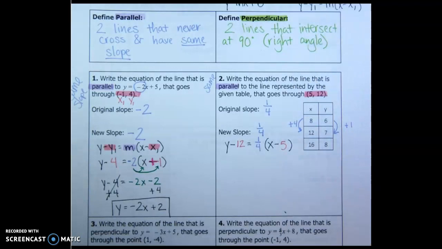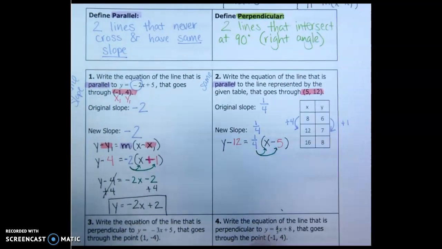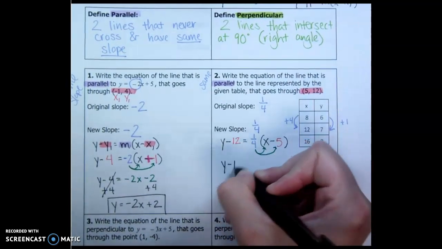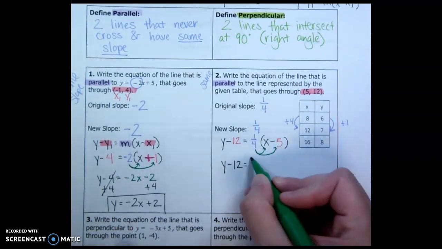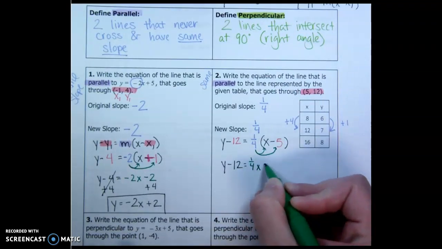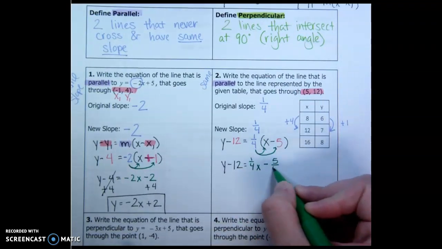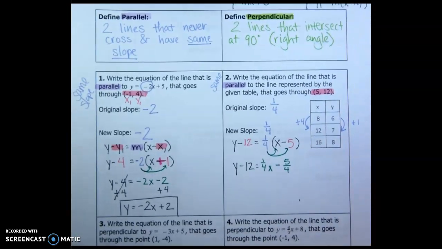And now what's that big word we use? Distribute. So y minus 12 equals 1/4 times x is 1/4 x, minus 1/4 times 5 is negative 5/4. Ew, gross fraction. It's okay, it's fine. That's why we have calculators.